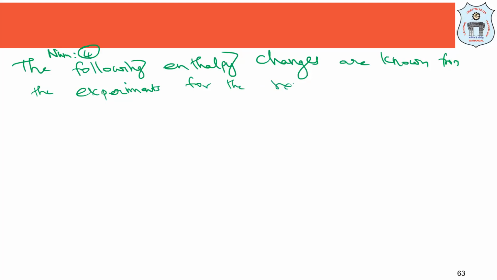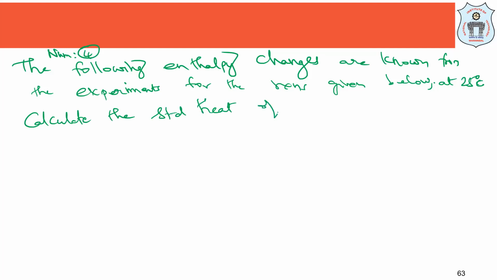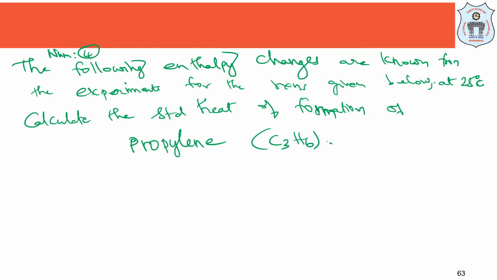For the reactions given below at 25 degrees Celsius, calculate the standard heat of formation of propylene. That is C3H6.